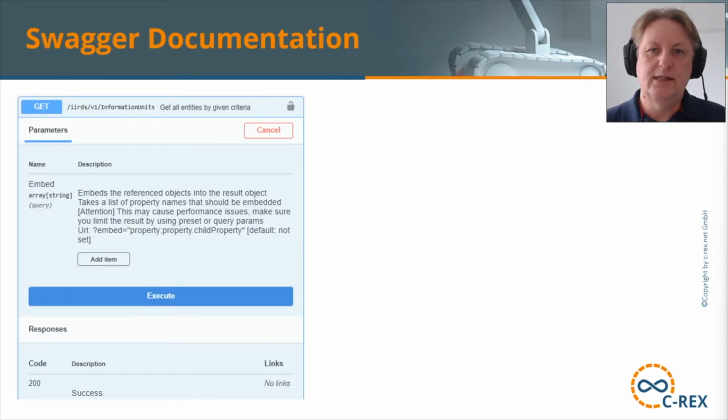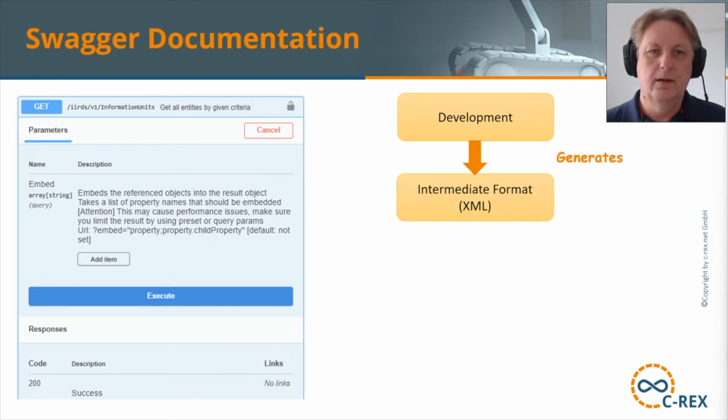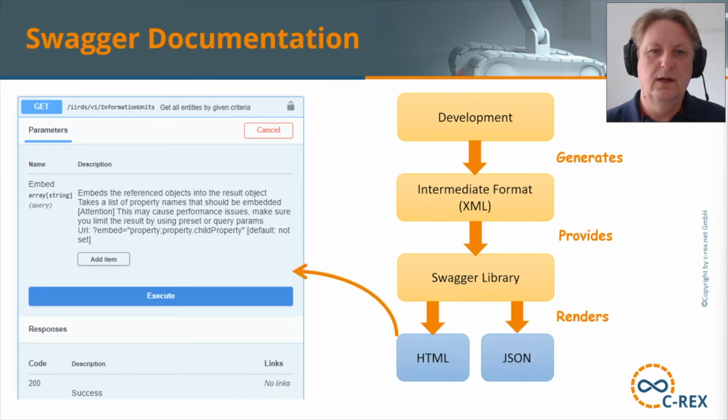Besides the machine-readable JSON representation, we also get the human-readable HTML. And this is what the process looks like to generate machine- and human-readable content automatically from source code. In daily build processes, an intermediate format, in our case XML, is generated. This XML is used by the integrated Swagger component, and Swagger renders this data to JSON and HTML depending on the client which is requesting a certain format.